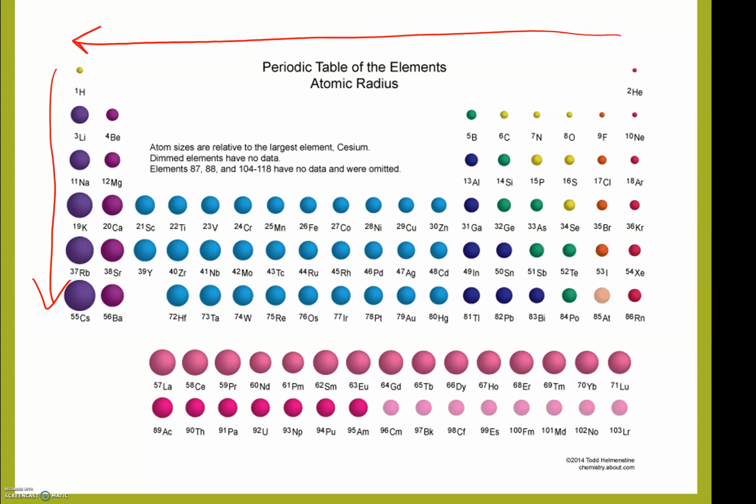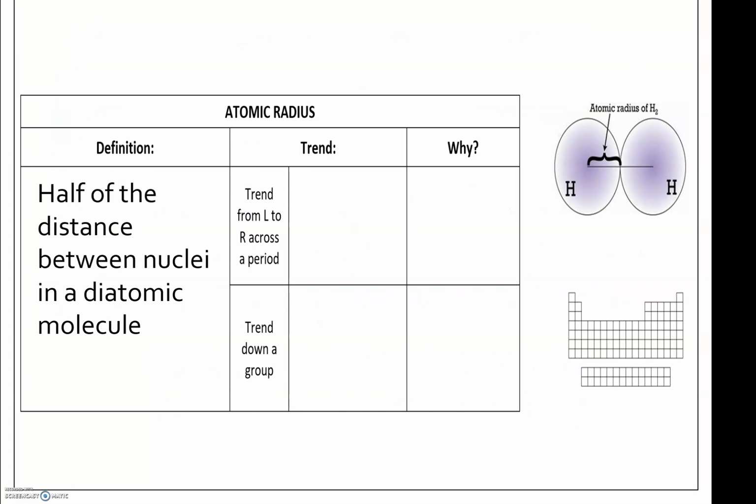So let's go to our trend summary sheet. We have our definition of atomic radius. Please make sure you highlight that. It's half the distance between the nuclei of two atoms. But let's go to our trend section. The overall trend as you move from left to right is that the atomic radius of the atoms tends to decrease. Why does it tend to increase going to the left, or if I say it in reverse, decrease going to the right? Well, the reason has to do with effective nuclear charge.